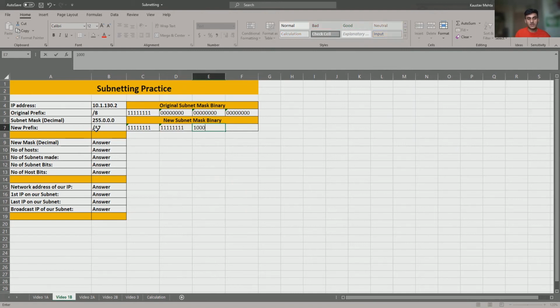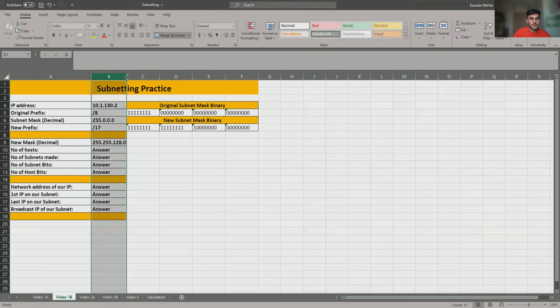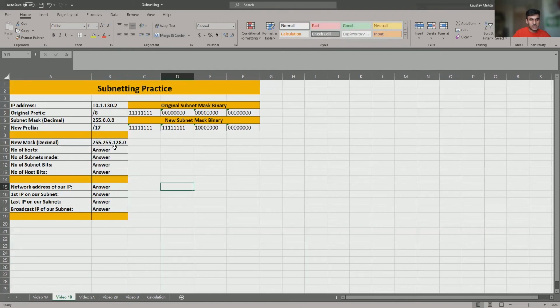Rest all will be 0. So zeros, and then the last one will be all zeros as well. So this is our new subnet mask in binary. Now, if you move on to the calculation part to find what this is in decimal, the last one, 0, we know. And actually, we don't need to use the calculation part. This one's pretty straightforward. So all ones means 255, because that's what the binary results in. And then the next one is just, the first bit is 128, the rest all are 0. So this one becomes 128, followed by .0. So yeah, that's our new mask in decimal.